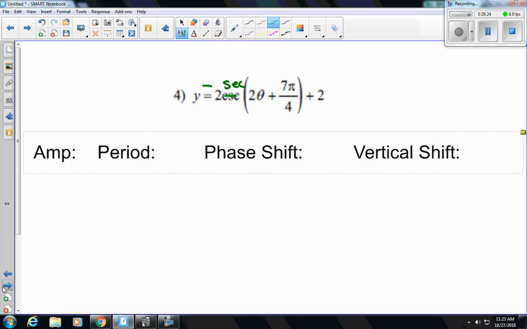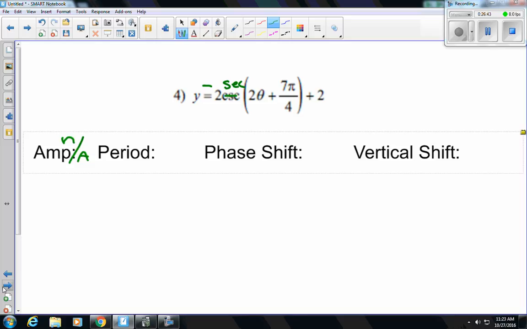If we did not answer amplitude on the previous one, go back and put what? NA. I think we left it blank, so let's do that first. NA, no amplitude. Amplitude only on sine and cosine. All right.